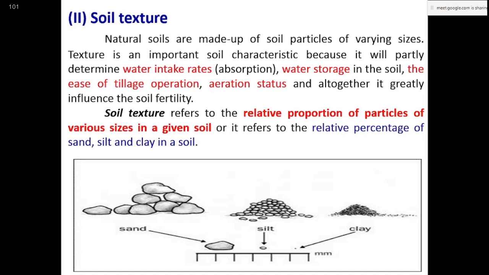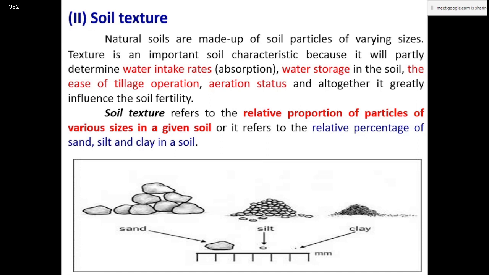Now another soil physical property is soil texture. What is the definition of soil texture? It is the relative proportion of the particles of various sizes in a given soil, or we can say it is the relative percentage of the soil separates. We can also say the relative percent of sand, silt, and clay particles in the soil. So this is soil texture.